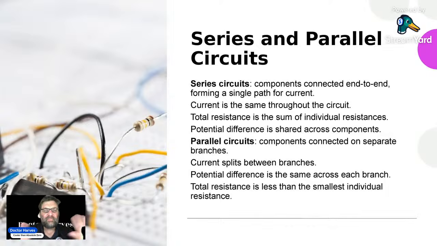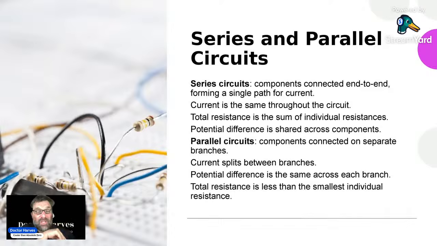Right. So back to this. Your series circuits, components are connected end to end, forming a single path for current. The current is the same throughout the circuit. The total resistance is the sum of all the resistances, and the potential difference, or voltage, is shared across the components. And that's basically your Christmas light.